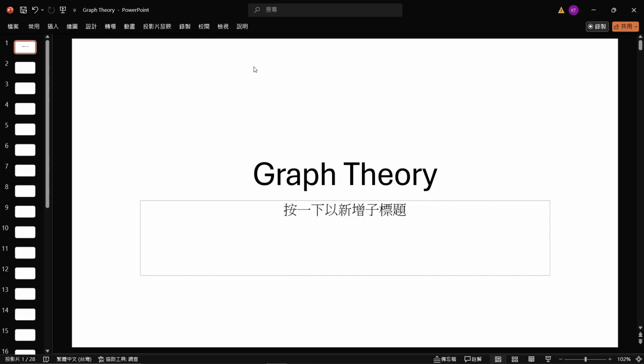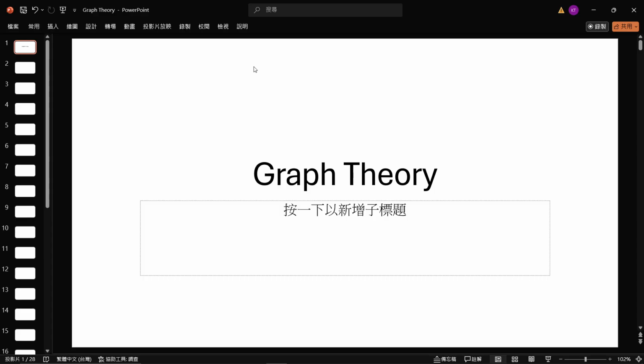And so I think today we're going to start with some basic definitions, the most fundamental definition in graph theory, and some properties. That's for today, okay?